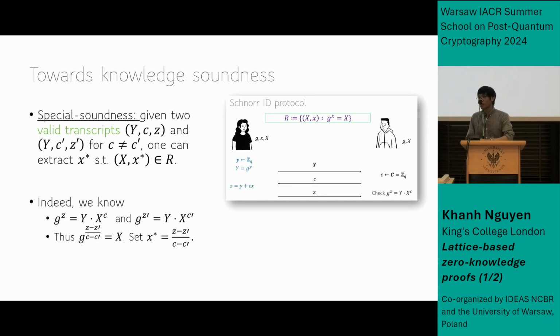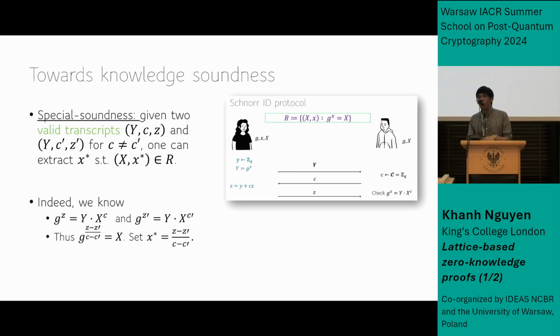Okay, so to get towards knowledge soundness, people consider the following notion of special soundness. You'll see later why it's interesting. Well, it's interesting because it's easy to describe, much easier to describe than knowledge soundness. And then it was shown that special soundness implies knowledge soundness. Okay, so what is special soundness? So now we're back to the Schnorr identification protocol. Given two valid transcripts, that is, transcripts for which the verifier accepts, with the same first message and two different challenges, c and c prime.